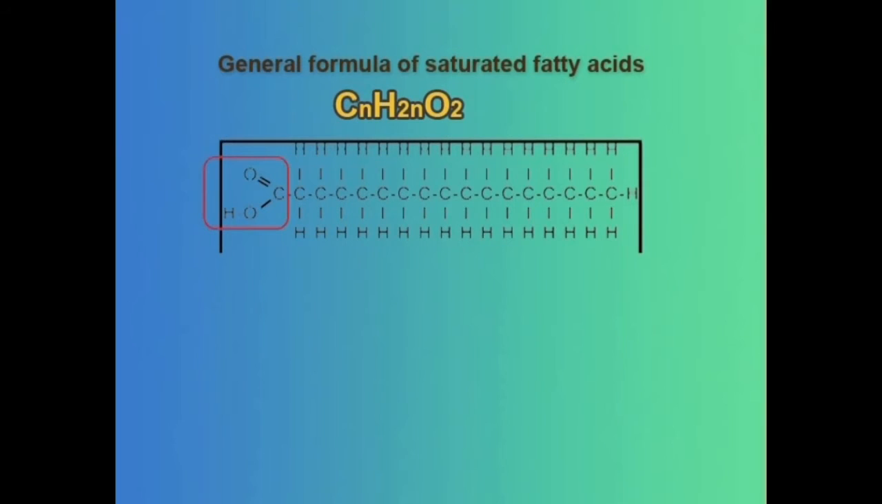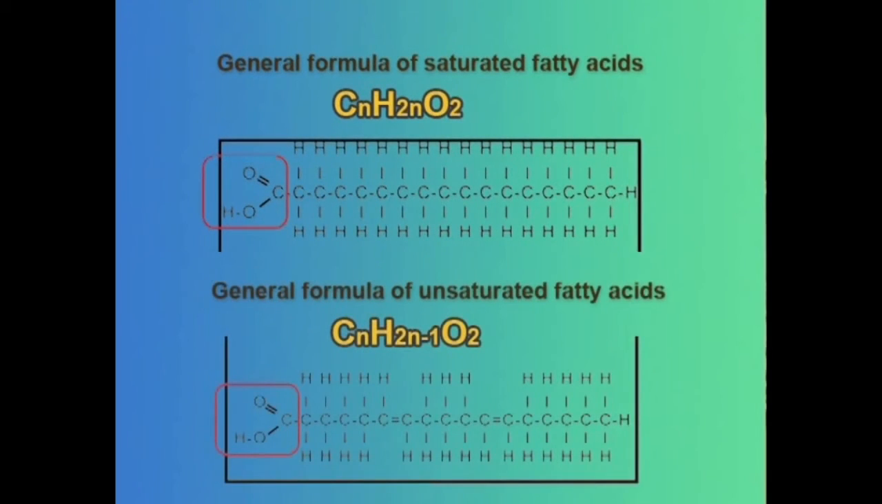So, the general formula of a saturated fatty acid is CnH2nO2. If it has n carbons, it has twice the number of hydrogens, and uniformly all fatty acids contain 2 oxygens. The unsaturated fatty acids are CnH2n minus 1 O2, minus 1 because 1 hydrogen is removed from 1 CH2. There is a nomenclature to refer to these fatty acids.